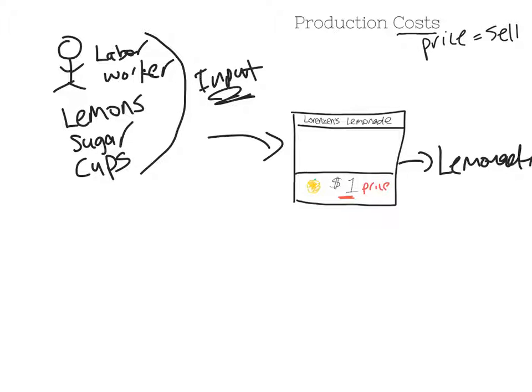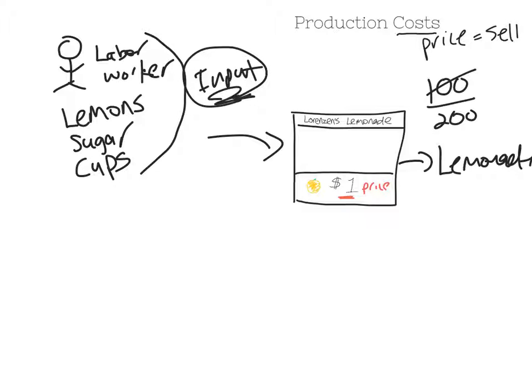So let's say with one worker, 10 lemons, a pound of sugar, and 50 cups, let's say I can produce, I don't know, let's just say with that I can produce 100 cups of lemonade. If I want to change that from 100 to 200, what has to happen to my inputs? Well, what do you think would have to happen to my number of workers? I might be able to stick with one worker, but I might increase it to 2 workers, right?